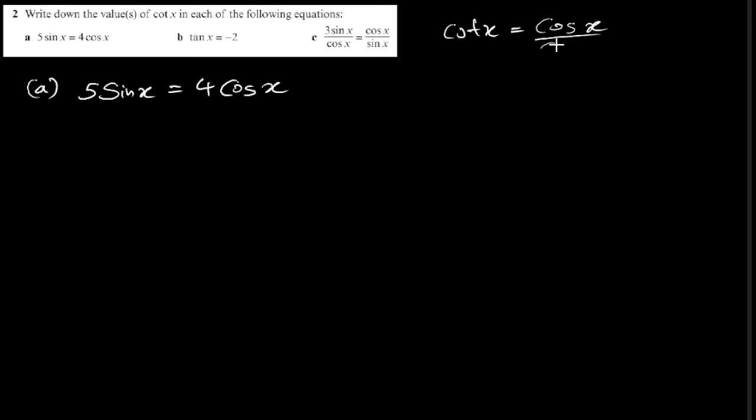Question number 2, what are they asking? Write down the values of cot x in each of the following equations. So you have to convert this into cot. Part A, 5 sin x equals 4 cos x. Now how can we convert to cot x? Cot x means cos x divided by sin x. So I can simply write cot x equals cos x divided by sin x, the inverse of tan x, no? Cot x equals 1 over tan x.